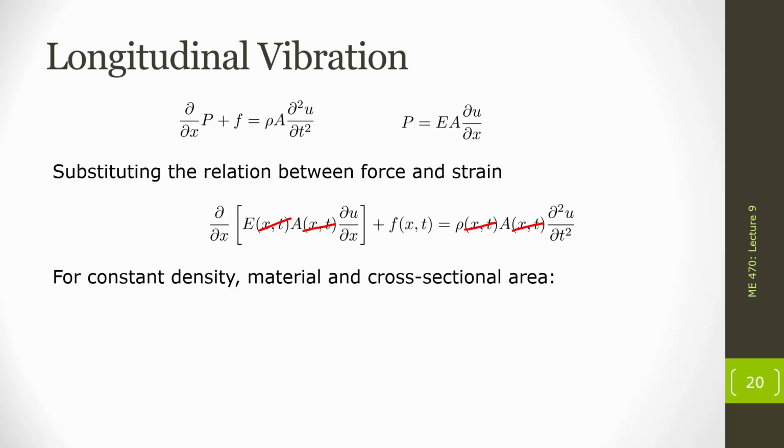On the left-hand side, if E and A are constant in, well, here space is all that's going to really matter, I can pull them outside of the differentiation. So I can have EA on the outside, so all that's left on the inside is that del U del X. And if I do that, then I can just take the partial differential with respect to x of del U del X, and the left-hand side, I'm left with then the second derivative of U with respect to x. And on the right-hand side, the rho and the A are now constants, so I can just rewrite them as rho and A.